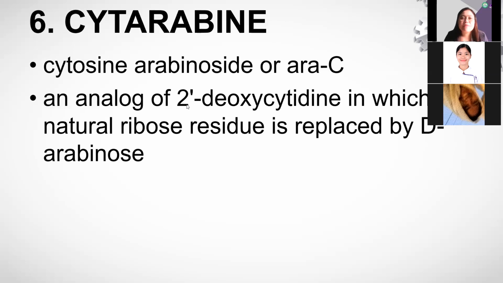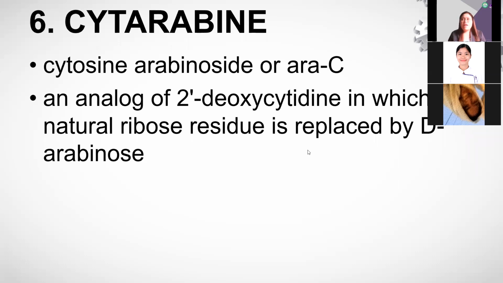That's it for capecitabine. And then we have the cytarabine, which is cytosine arabinoside, or we call it ARA-C. ARA-C ha. So kung makita natin, cytosine, dito siya, pyrimidine analog siya, specifically the cytosine. May sugar lang siya na component, we call it arabinoside. So, pero ang generic drug, ang generic name niya talaga cytarabine, pero chemically we call it cytosine arabinoside or ARA-C. So, analog siya of the 2' deoxycytidine, in which the natural ribose residue is replaced by the arabinose.